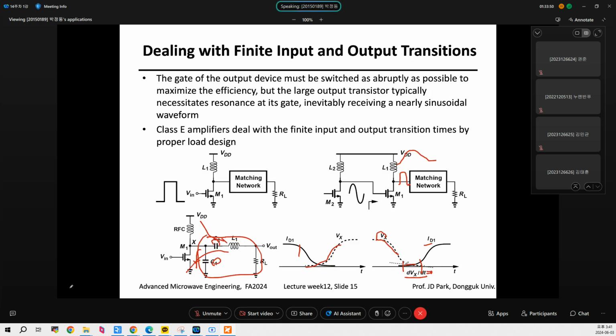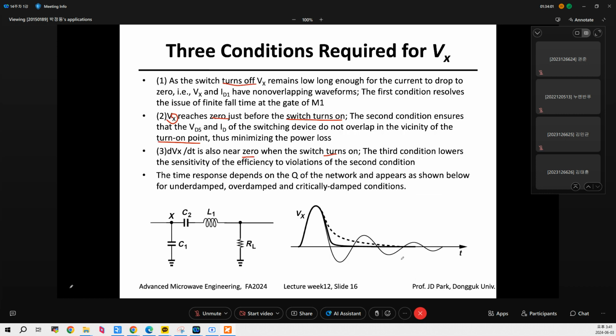When the switch turns on, ID starts to conduct, right? So if it is not zero, then there is overlap, which is reflected as loss. So the third condition also lowers the sensitivity of the efficiency to violations of the second condition. At the turn on point, if it is not like this, then with some difference, it will induce a large amount of loss, right? So we have to set this dv/dt equal to 0.